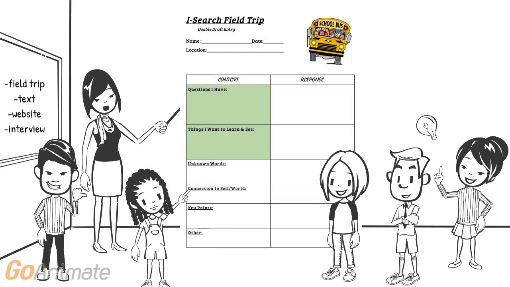The double draft entry is where you will take notes as you do your iSearch. All of these pages can be added to your learning log as you need them. Double means 2. On the board you can see the double draft for a field trip. What do you think the highlighted green boxes are for? What do you think the 2 columns mean?